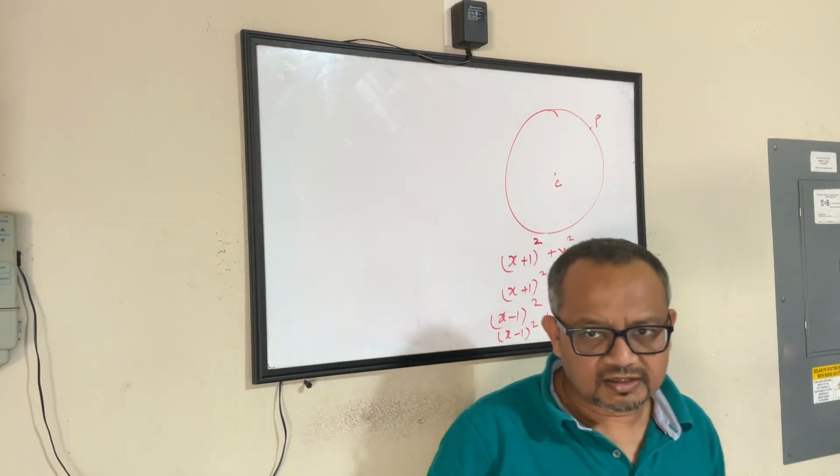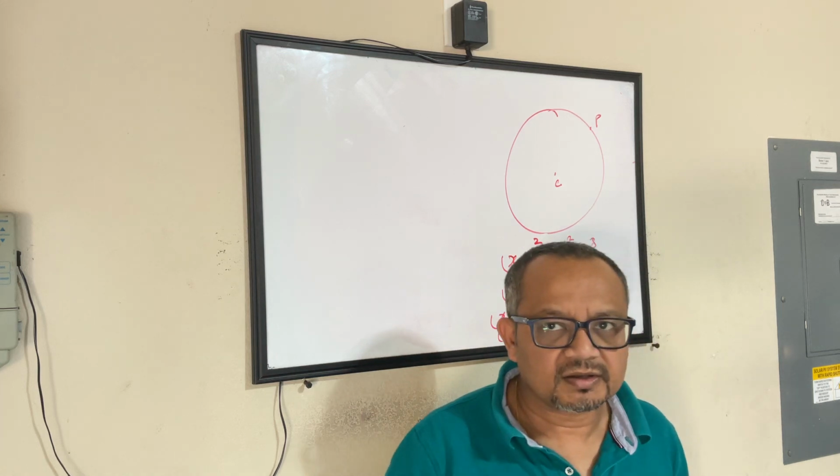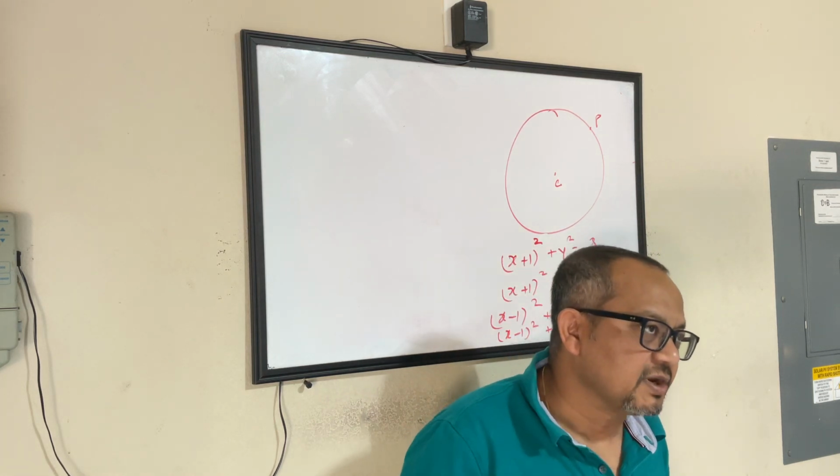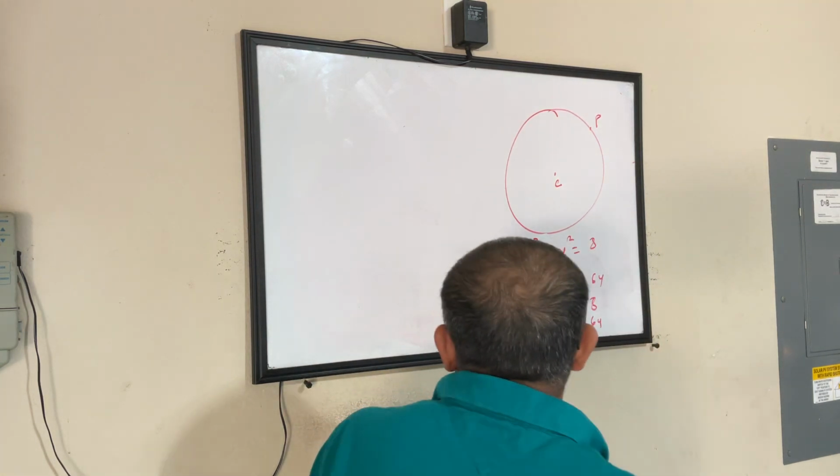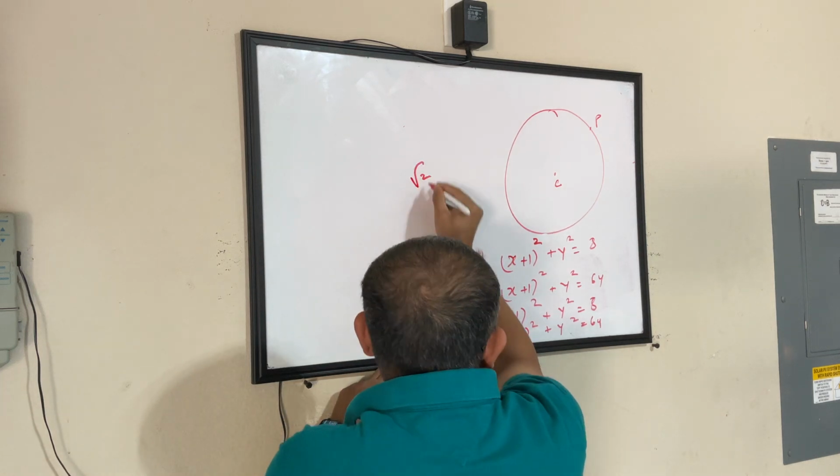8 can have a square root, it's just not a pretty number. Yeah, that's what I'm saying. You can have a circle with radius as square root 2.